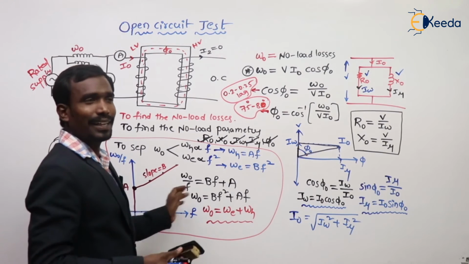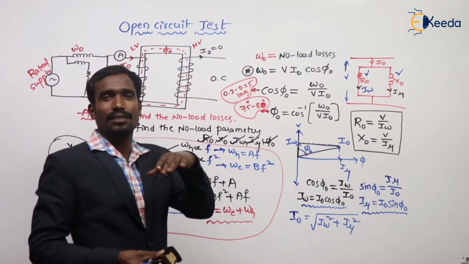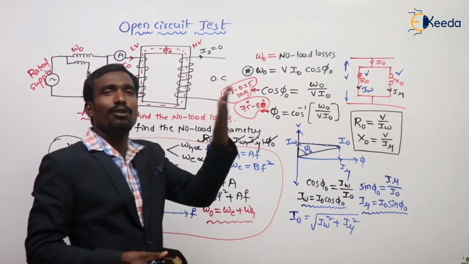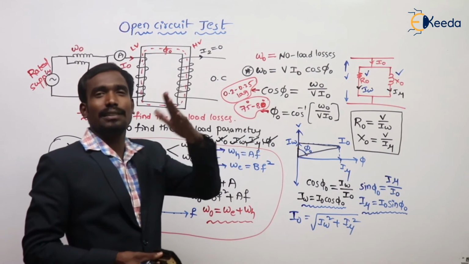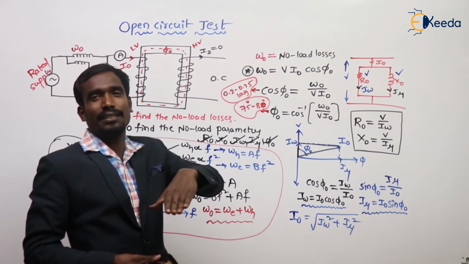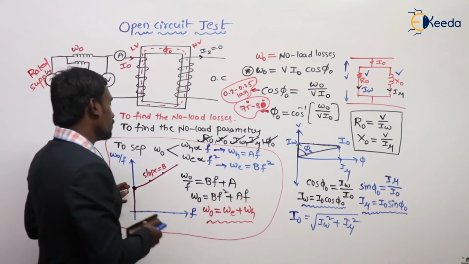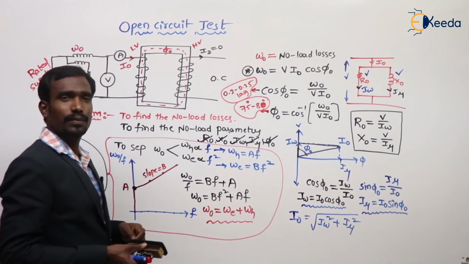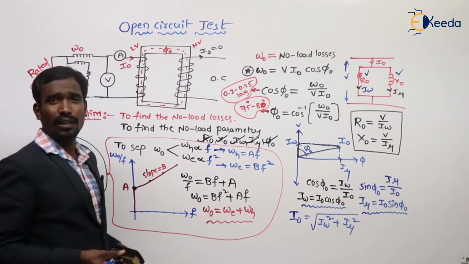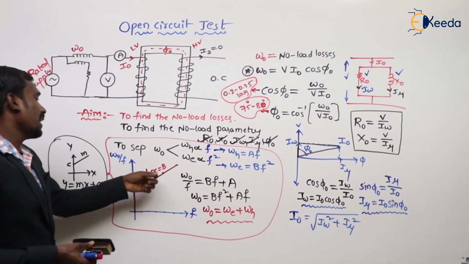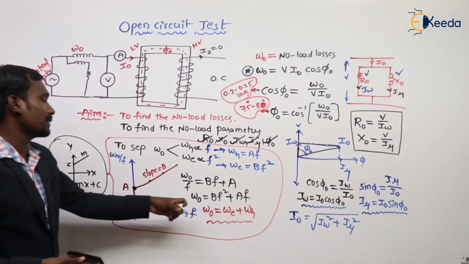V by F constant, like 10 volts, 10 hertz. Next, 20 volts, 20 hertz. 30 volts, 30 hertz. 40 volts, 40 hertz. Like that, up to some points. Then I draw a curve. From this curve, the equation of the curve is y equals mx plus c.